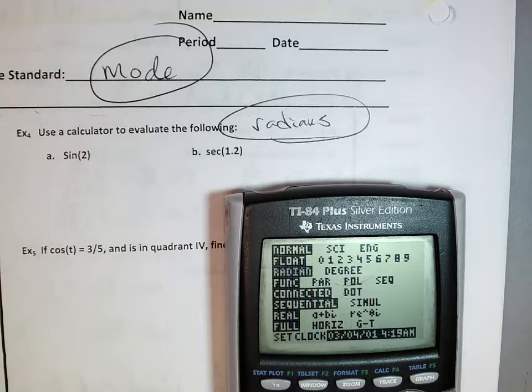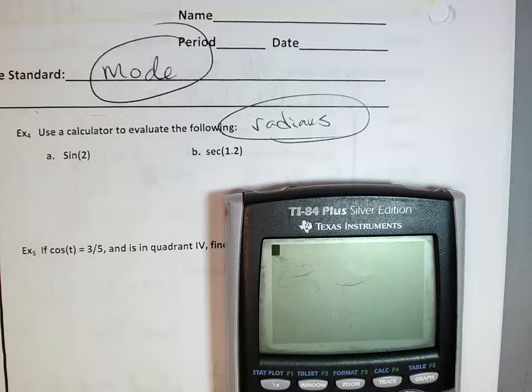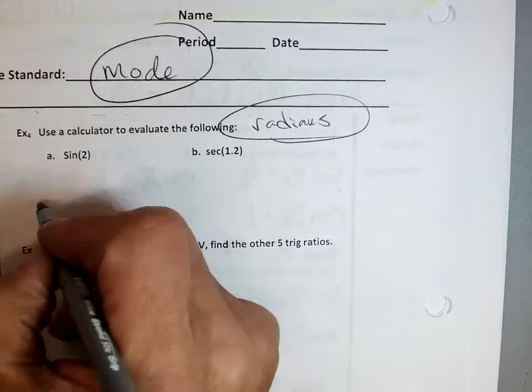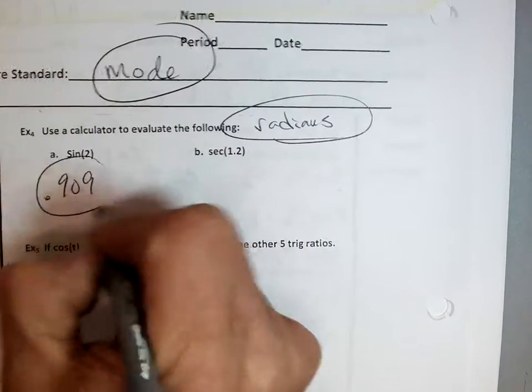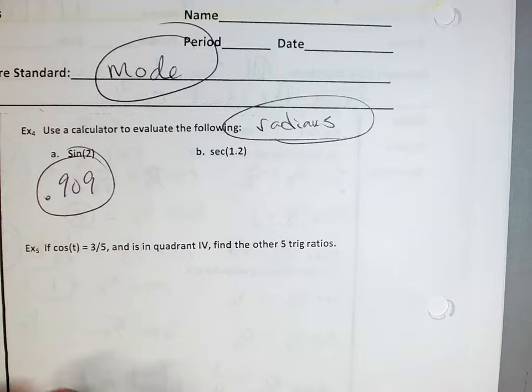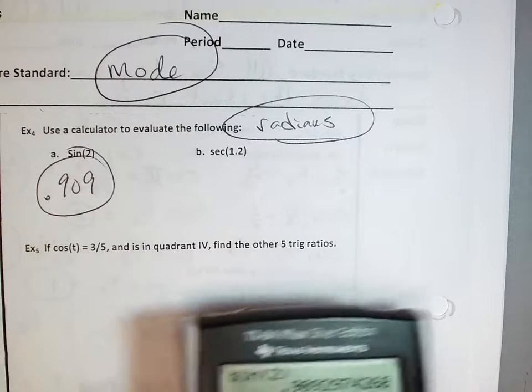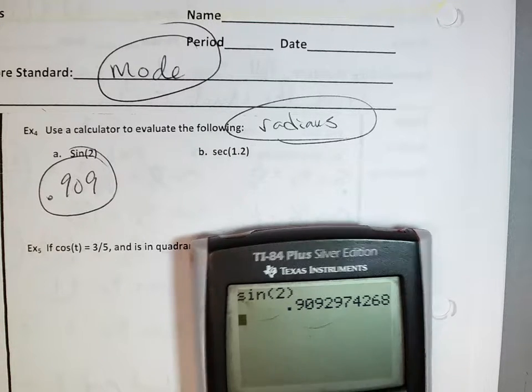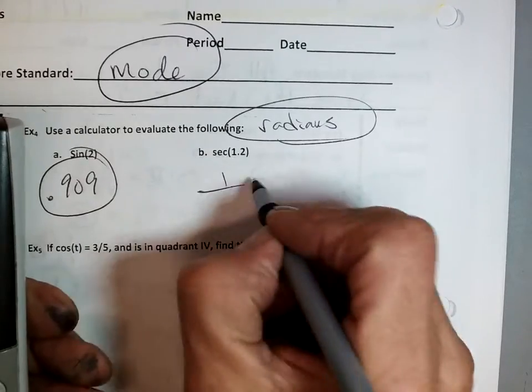So if I just use my calculator, sine of 2, I can answer about 0.9. Well, I guess 0.8. It's close. 0.909. So it's about 0.909, okay? Secant of 1.2. Now, I don't have a secant button on my calculator. Are you sure? I don't. But what is secant? Isn't it 1 over cosine?